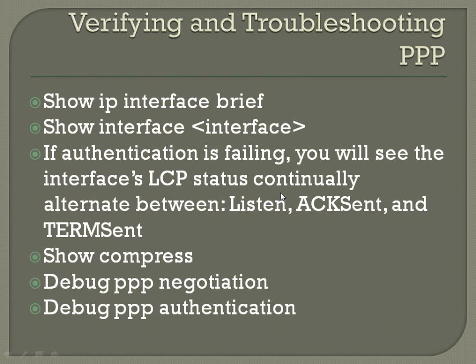You can also do a show compress to check out the compression on each side. And then if you need to get into it, you can do debug ppp negotiation and debug ppp authentication. You might not want to run both of these at once because each individual one puts out a lot of information, so that's only if you're getting into the nitty-gritty. Again, make sure you undebug all when you're done.